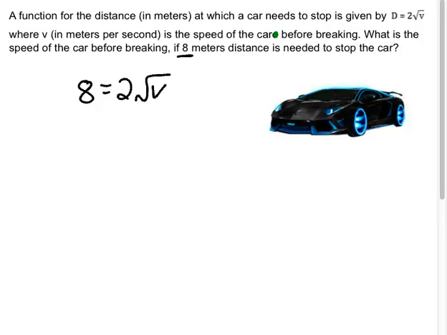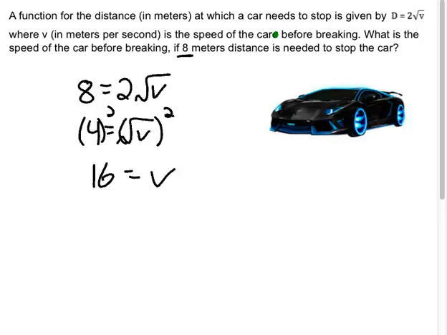And now after everything I made you do in these notes, I'm hoping that this is a super simple problem for you to solve. You can divide by 2 and then just square both sides. So v, we're going to be talking about 16 meters per second. Okay? So it was going 16 meters per second if it needed 8 meters to stop.